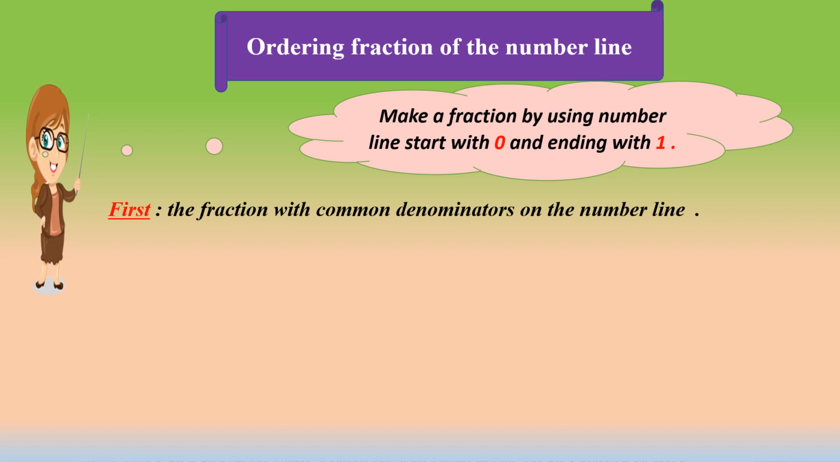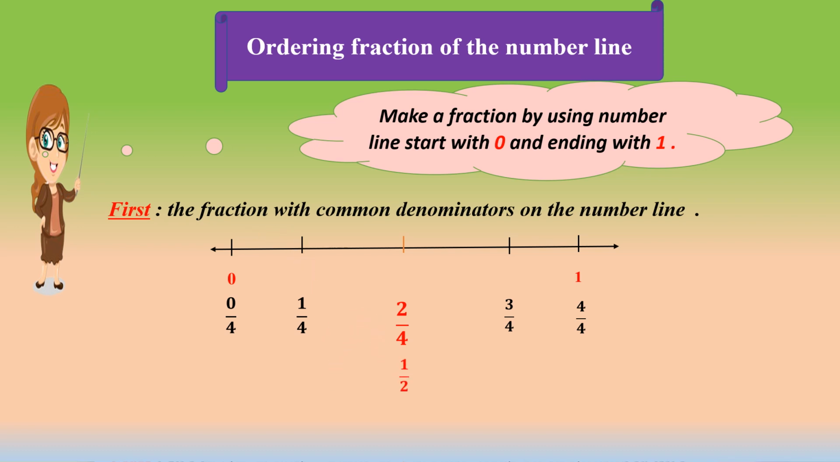First, fractions with common denominators on the number line. Here I draw my number line, start point 0 and end point 1. If I want to make a fraction with fourths, so 0 over 4, 1 over 4, 2 over 4, 3 over 4, and 4 over 4. 4 over 4 means 1. If the numerator equals the denominator, it will be 1. 4 over 4 equals 1.